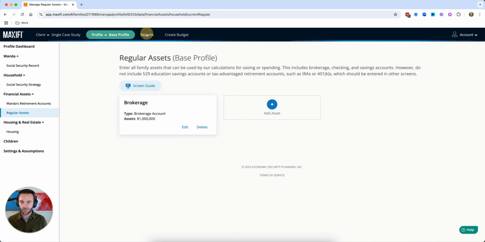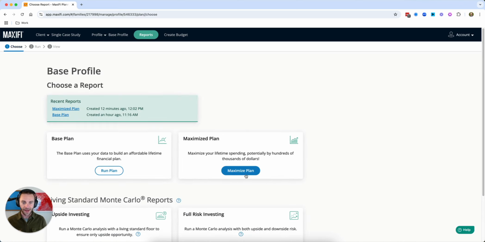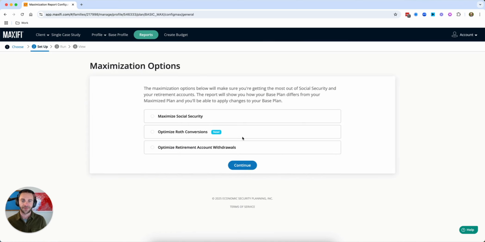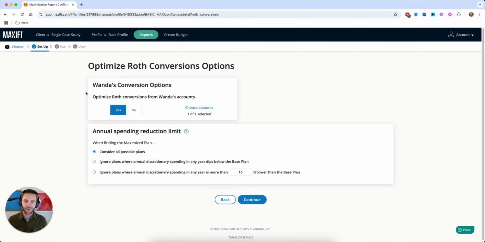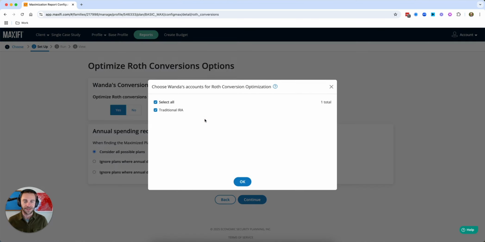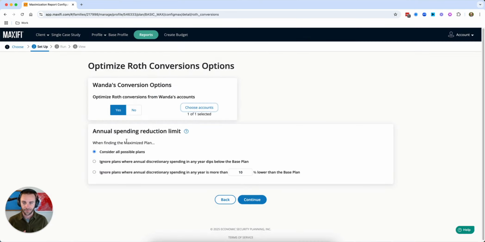If you click on reports, you'll see Maximize Plan. If you click on Maximize Plan, you'll have three options. The one in the middle is Optimize Roth Conversions. We're going to click that. You will have an option to say, yes, we want to look at Roth conversions for Wanda, or no. And then you can select the different accounts that you want to consider for Roth conversions. So for example, if you have certain retirement accounts, maybe an employer plan that you can't actually consider for Roth conversions, you could deselect that here.